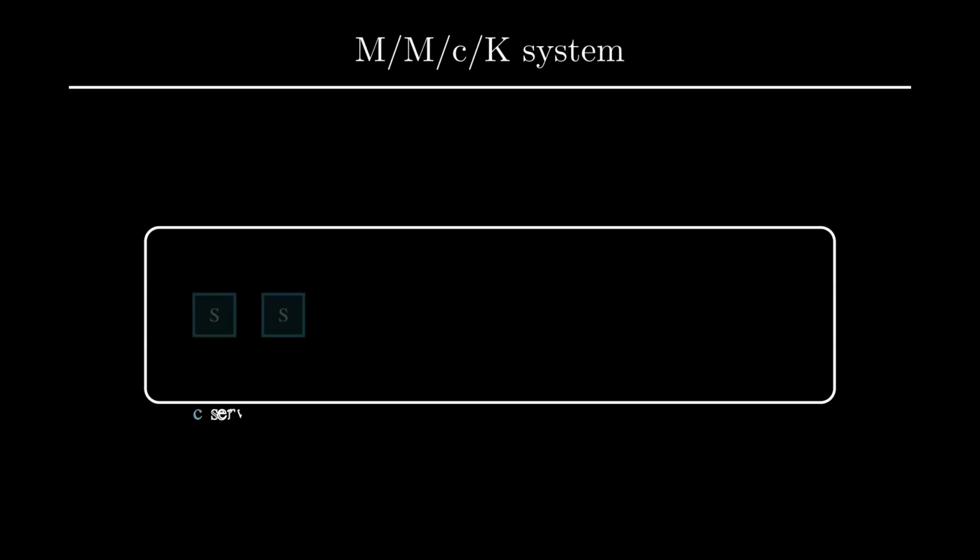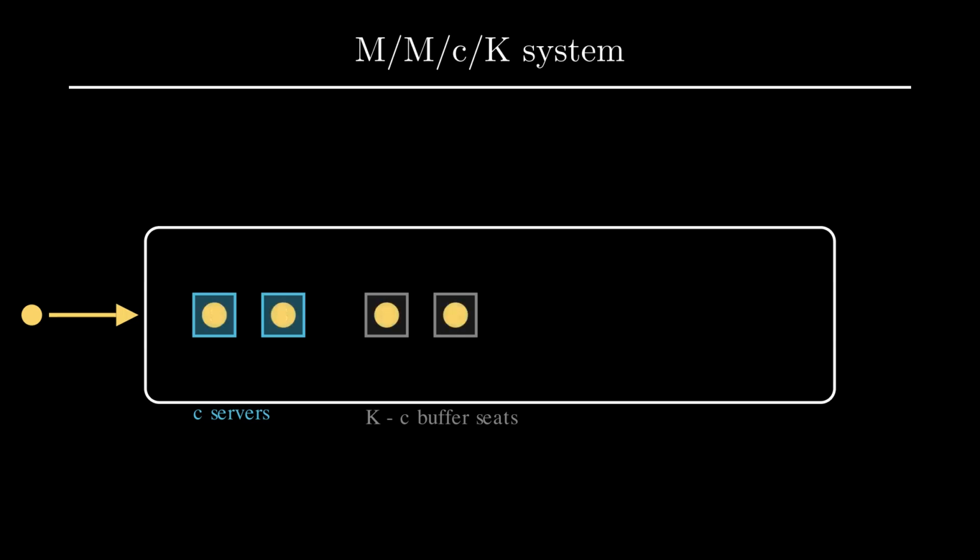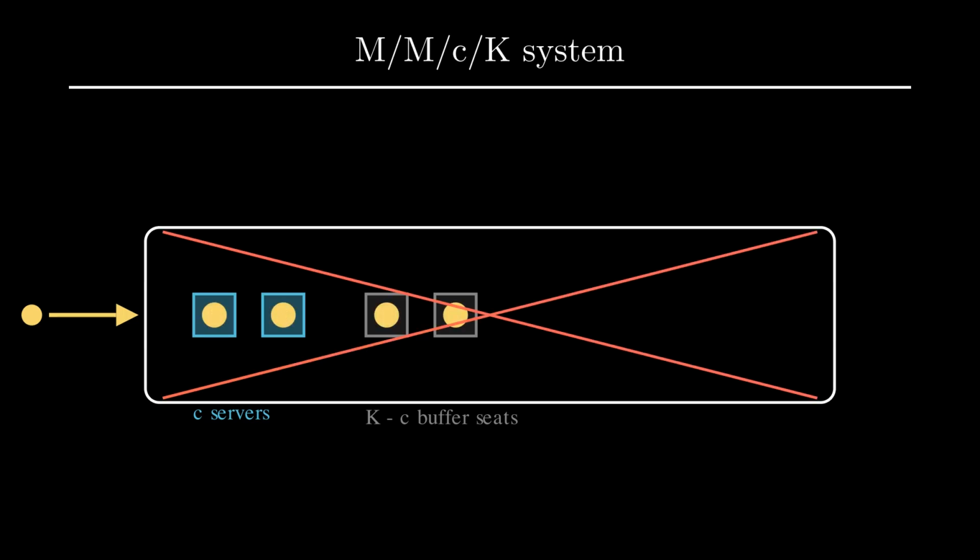Imagine a hair salon with C service chairs and a total of K spots, including waiting seats. When all K spots are occupied, a new customer turns away at the door and is counted as blocked. Our task is to calculate how often this happens.